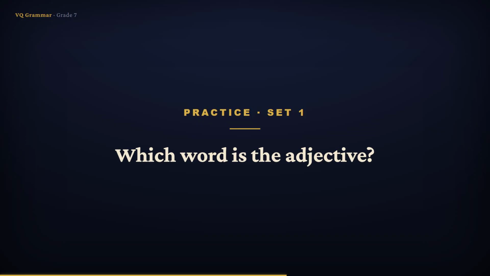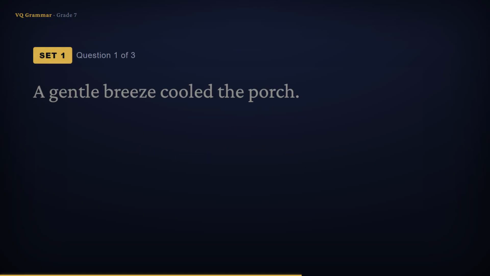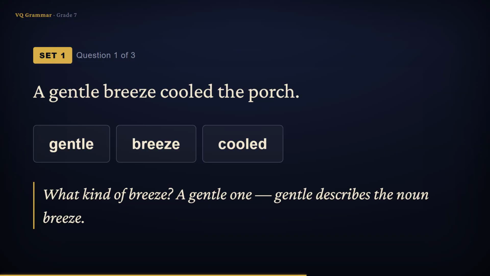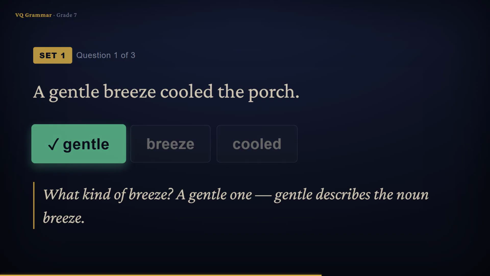Time to practice. In this first set, read each sentence and pick out the adjective, the word that describes a noun by telling what kind, how many, or which one. Pause the video and choose before I reveal the answer. A gentle breeze cooled the porch. Which word is the adjective? Ask what kind of breeze. A gentle one. Gentle describes the noun breeze, so gentle is the adjective. Breeze is the noun, and cooled is the verb, so the answer is gentle.